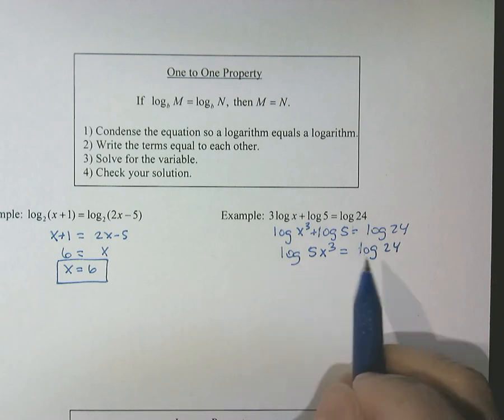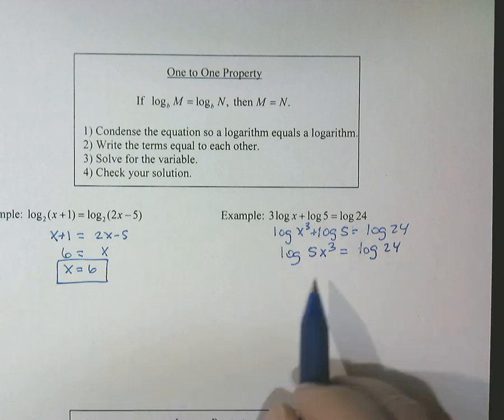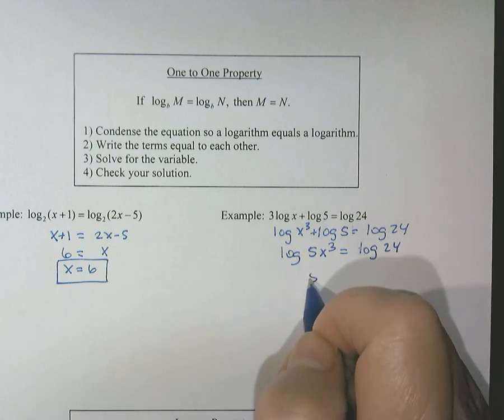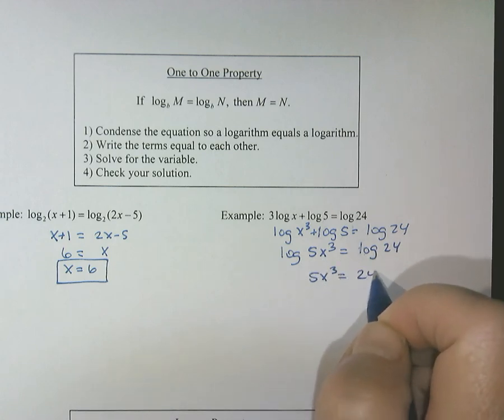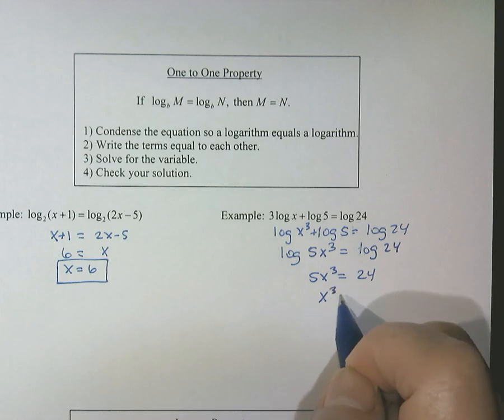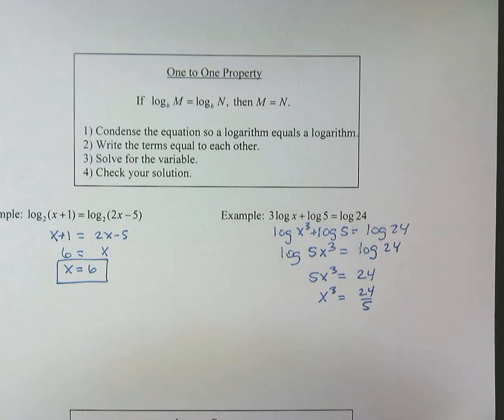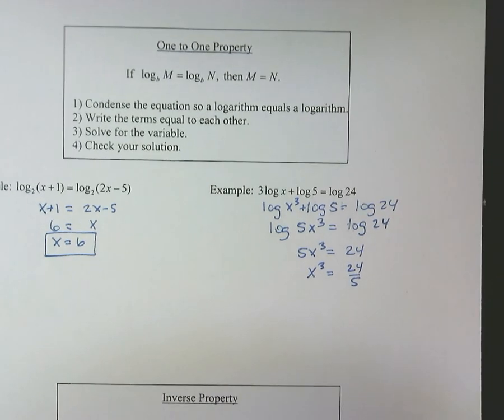Now I have a log equal a log. They're the same base. They're common logarithms. The base is 10. So now I just set 5x cubed equals 24. I'm going to divide by 5. And when I made this problem, I debated on whether I wanted to make it a nice, neat problem, and I didn't. I made it to be very ugly. My answer is just going to be a decimal.